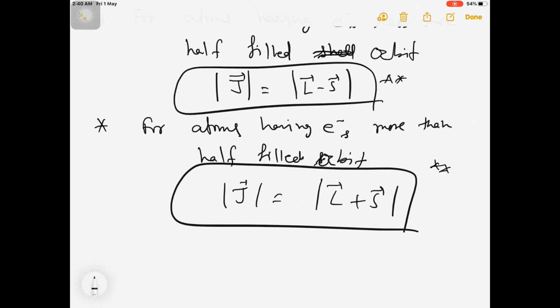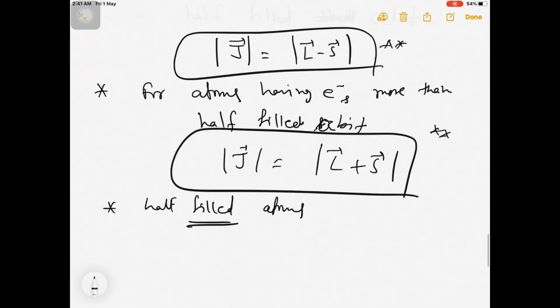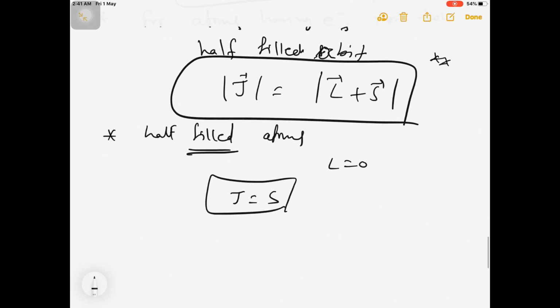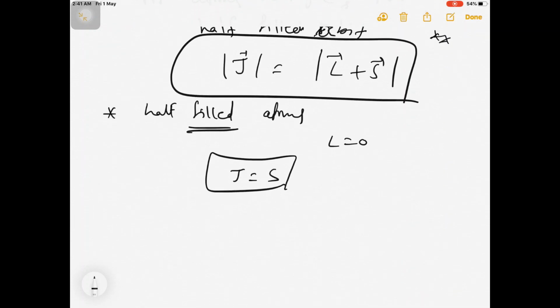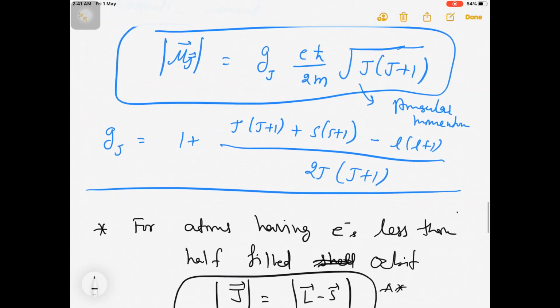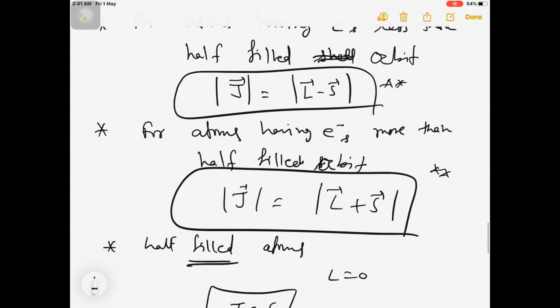Now maybe you will think about the half filled atoms. For the case of half filled atoms, L will always be 0 and J will be equal to S. So in this case you can easily find the value of Gj, and it is going to be 2. You can easily find it here. Once you put L equals 0 and J equals S, then this term will make 1, and 1 plus 1 becomes 2.